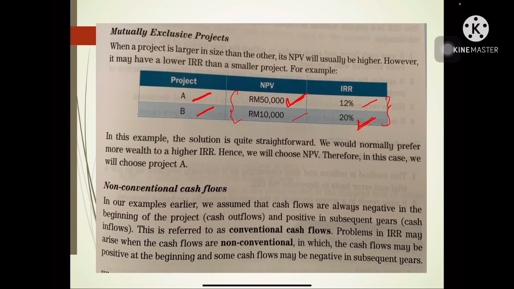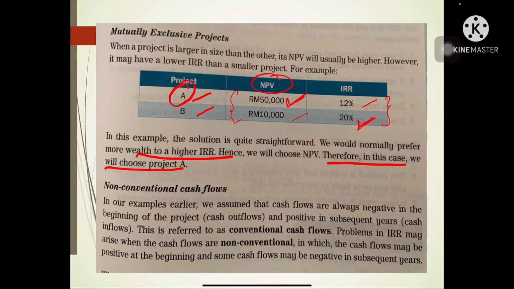We normally prefer more wealth to a higher IRR. So it means that for more wealth here, we are going to choose the highest NPV. Therefore, in this case, we should choose project A.